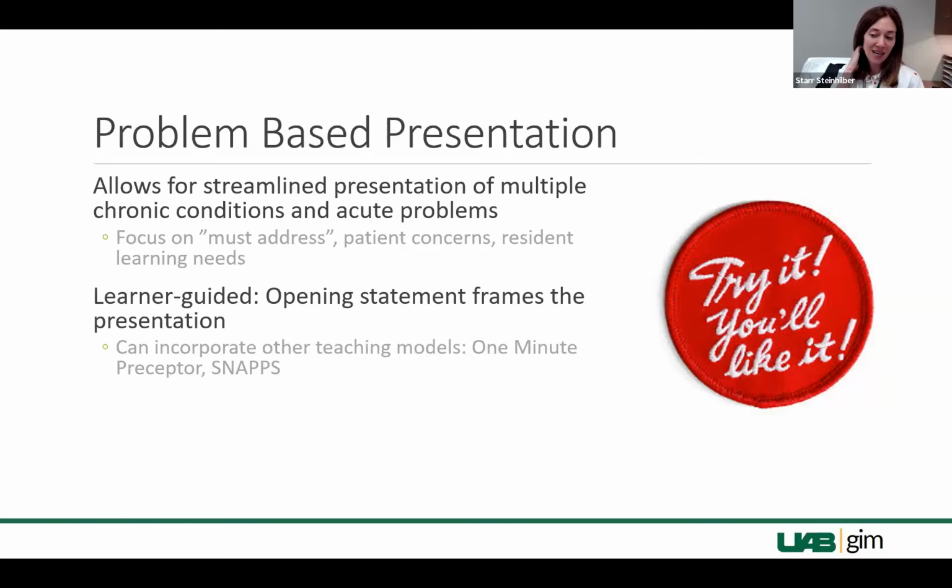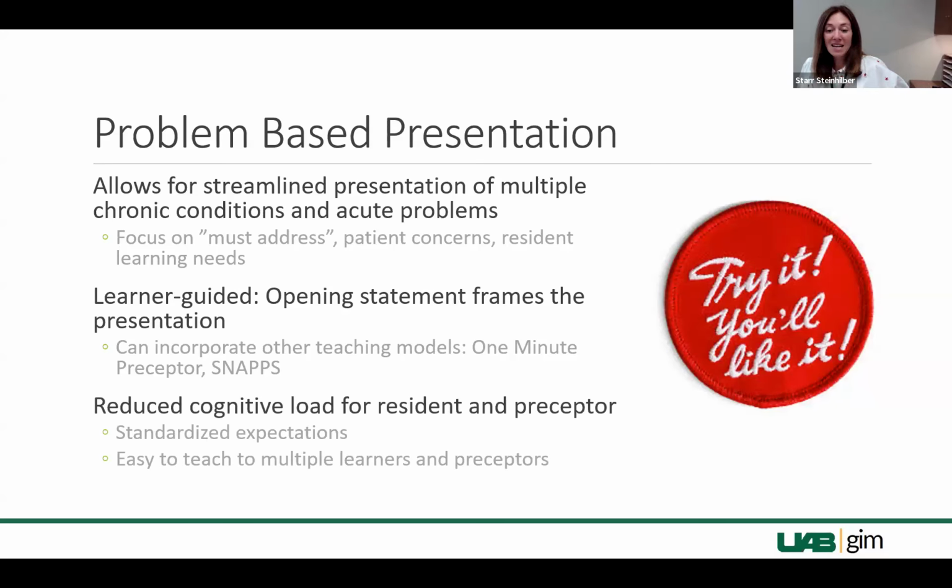I'll mention here that it helps you. I don't know if you guys do any formal modes of education in clinic. The one-minute preceptor is great. SNAPPS is another great way of doing outpatient education, and those can really be included here as well, depending on if you already know how many things you have to talk about and how behind the resident is.